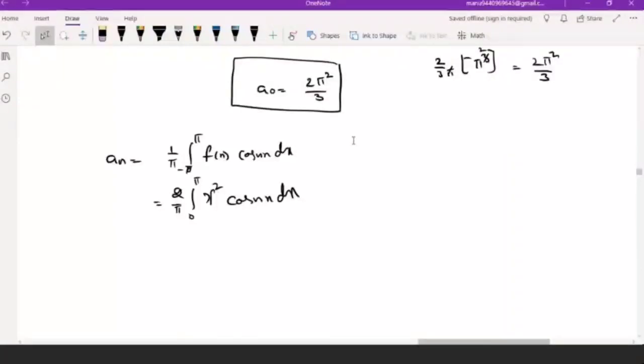Product of two different functions. At that time we are using LIATE, L-I-A-T-E. So the first function we are getting here is an algebraic function, and the second function is a trigonometric function. Using this property we are doing integration by parts. Sorry, Bernoulli's rule. We are applying Bernoulli's rule here.